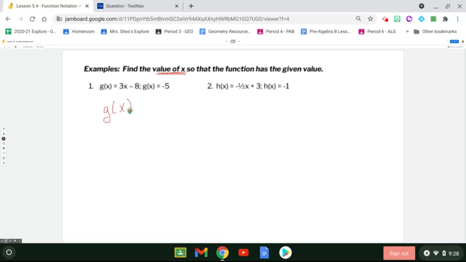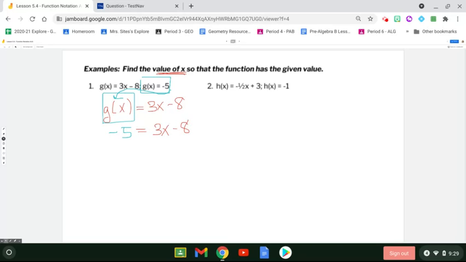Then they tell us that g of x equals -5. So it's almost like they're telling you in the problem the y value is equal to -5. They want to know what x value that's occurring at. So we're going to plug -5 in totally for this whole entire g of x. See how the problem already looks a little different?